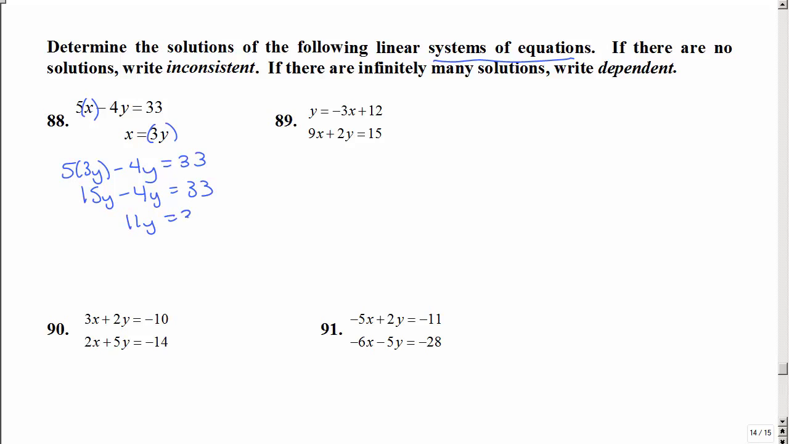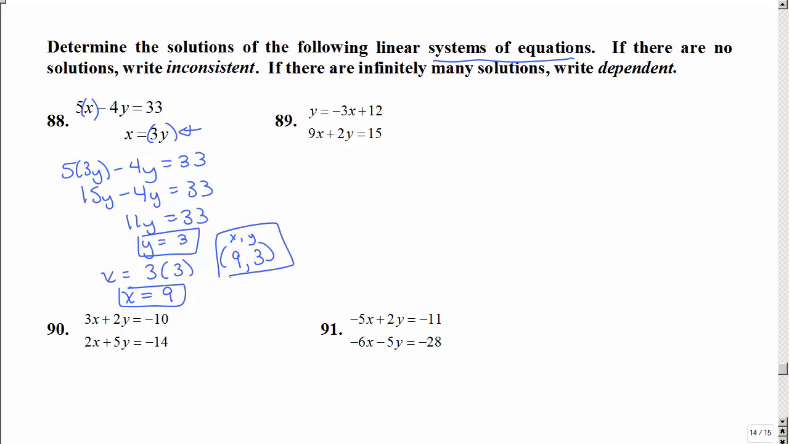Collecting like terms and dividing by 11. So I get y is equal to 3. But now I need to solve for x. So x equals 3 times y. So x is 9. So your answer, x is 9, y is 3. You should write it as an ordered pair.